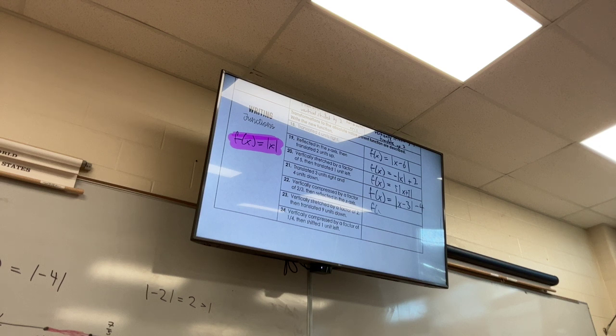Number 22. Vertical compression by a factor of 2/3. What's that? Outside. It's going to multiply by 2/3 outside the absolute value. And then we got to reflect across the x-axis, so that has to be a -2/3. So the 2/3 does the compressing, the negative does the flipping.